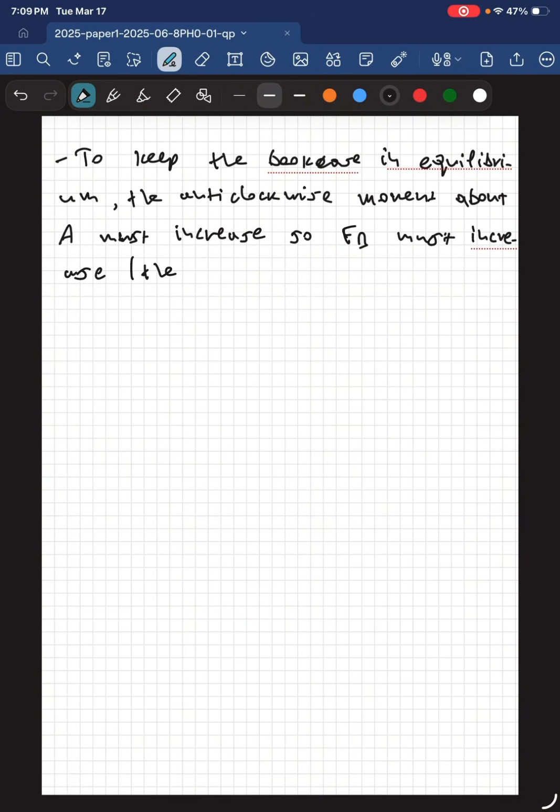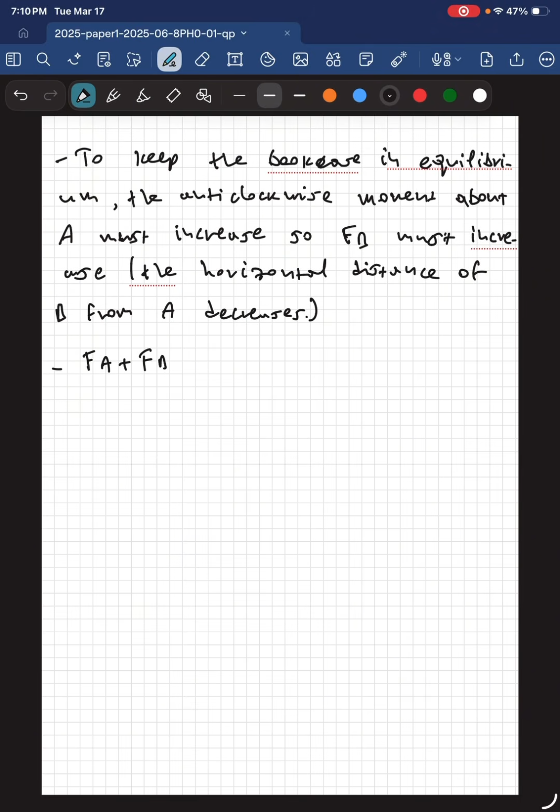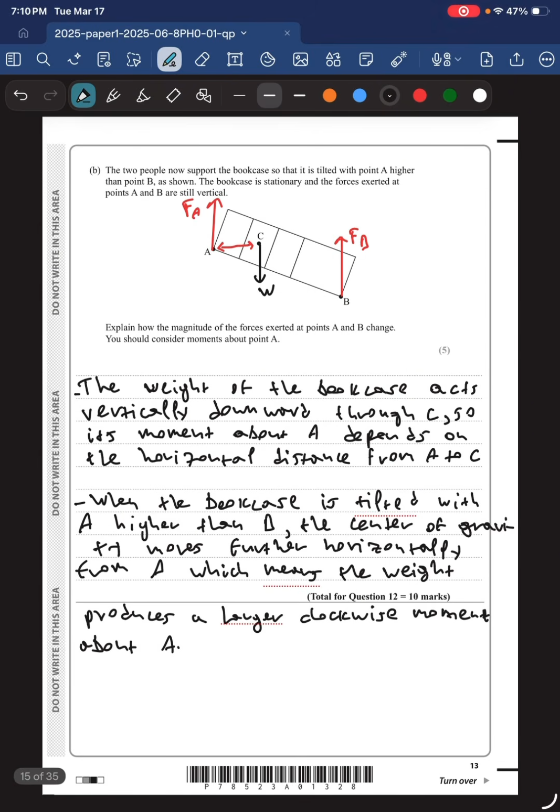And also the horizontal distance of B from A decreases. Okay, so FA plus FB must still be equal to the weight. So if FB increases, then FA decreases. Okay, so that's the answer.